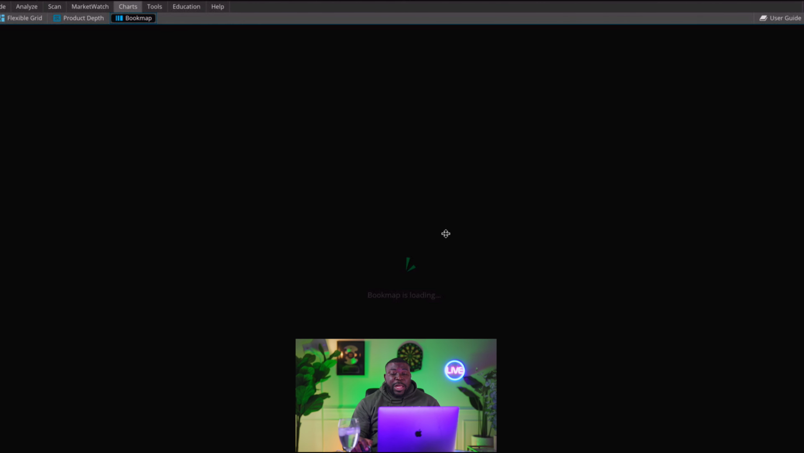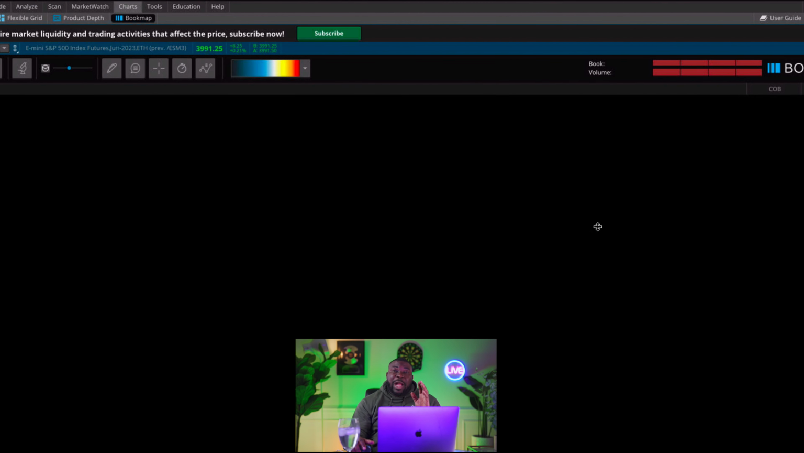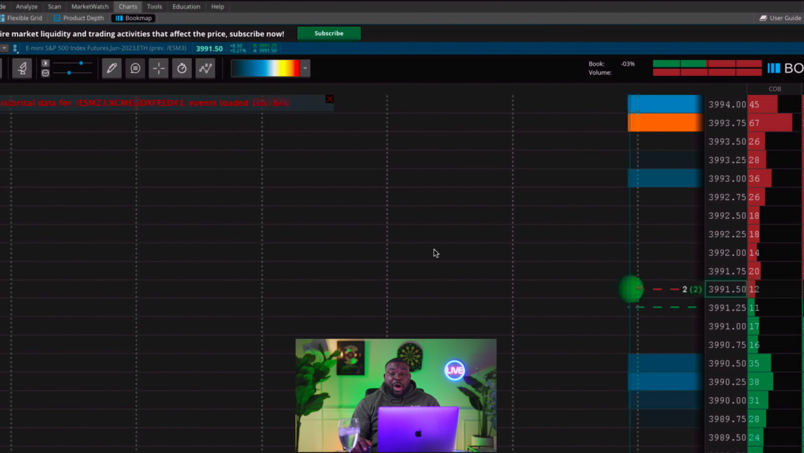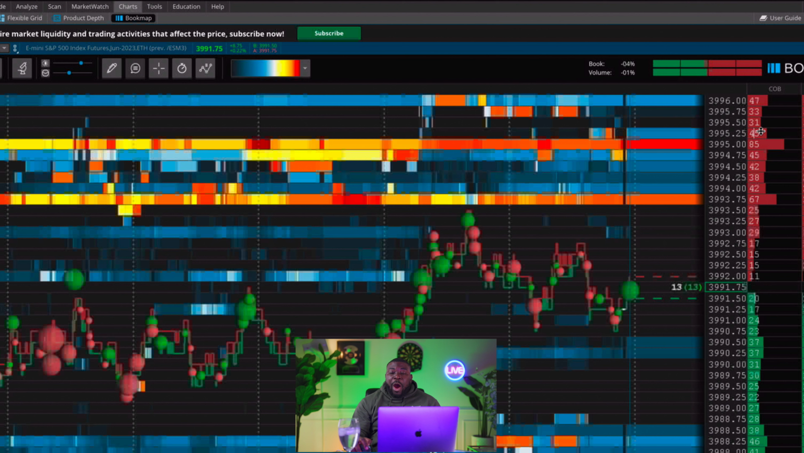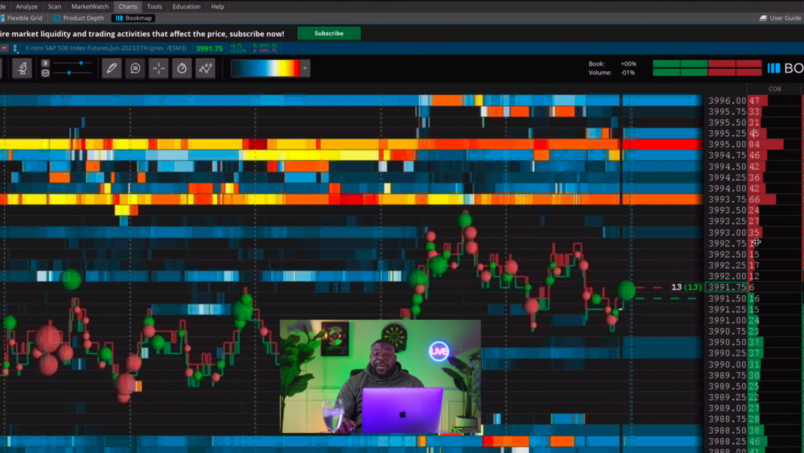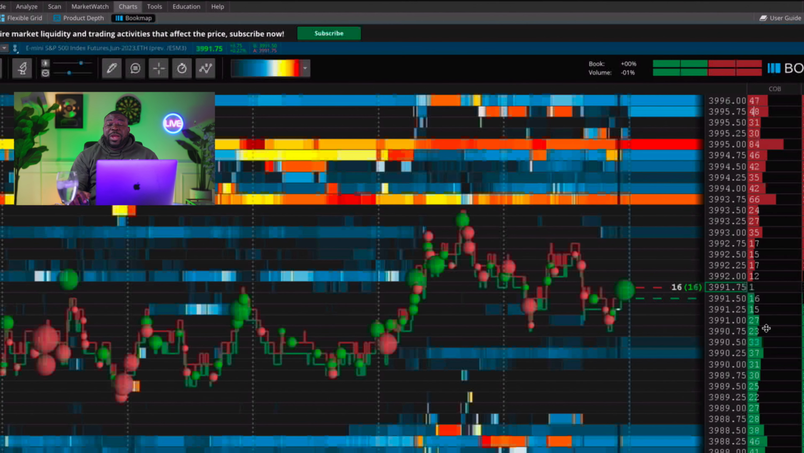It's loading. As you can see, they give you Apple for free, Microsoft to try for free, and ES to try for free. Because we watch the futures and trade the options, having ES for free is a major benefit. All you have to do is load it, and then you see the bubbles. To the right here are the actual orders being placed in the market. Not only are the orders there, the amount of buyers and the contract sizes are there too. Red is for sellers, green is for buyers.